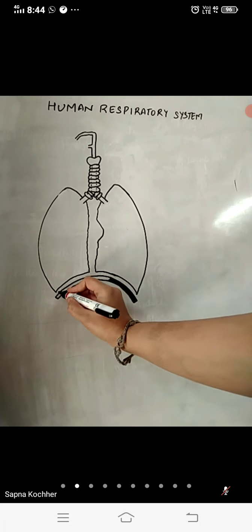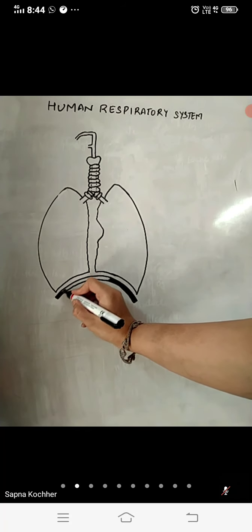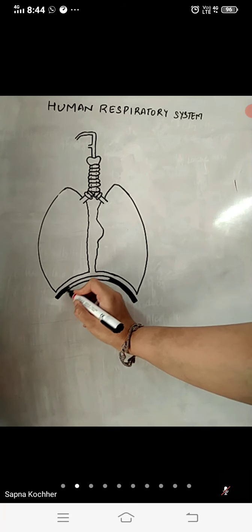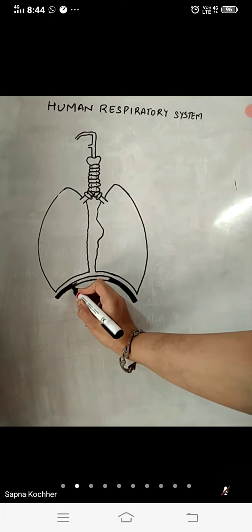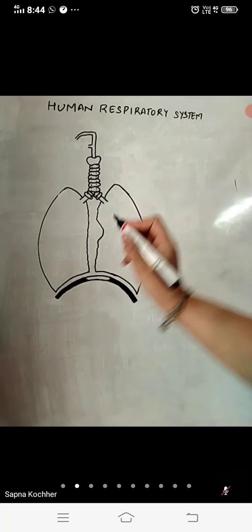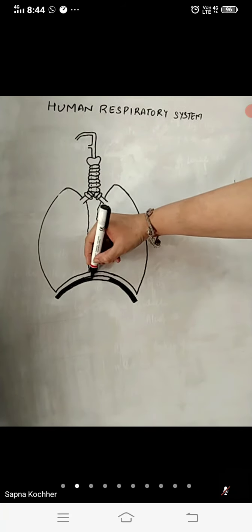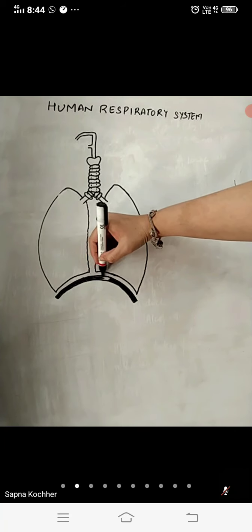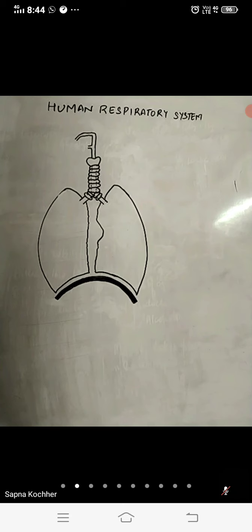You may be asked the question of what are the roles of the diaphragm. So the diaphragm, firstly, separates the chest cavity from the abdominal cavity. And secondly, this diaphragm helps in inhalation and exhalation. That is the major role of inhalation and exhalation that can be done by this diaphragm.